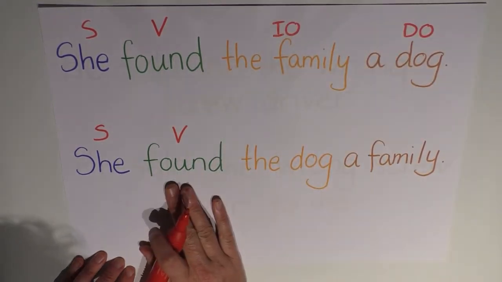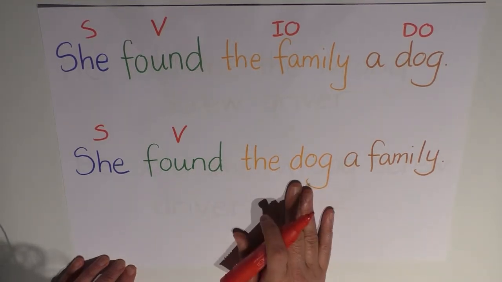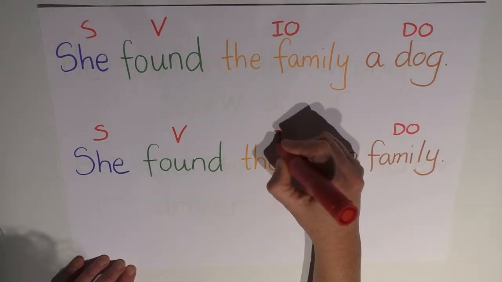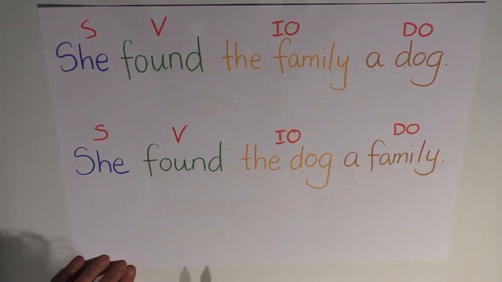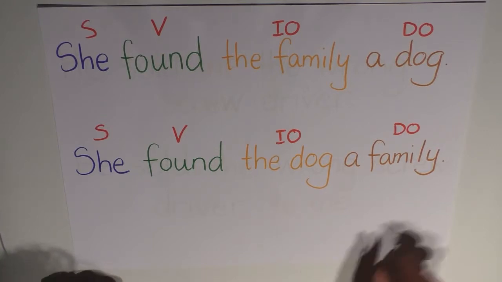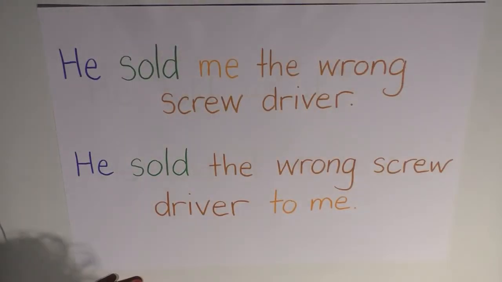However, in this sentence, the poor dog was left without a home. And so, what did she find? She found a family. Who did she find the family for? The dog. So therefore, a family is the direct object, and the dog is the indirect object. And we can see from this consistent word order here that that's what we would expect to find, that the direct object comes after the indirect object. Unless, of course, we find that the indirect object is part of a prepositional phrase. So let's have a look at that.